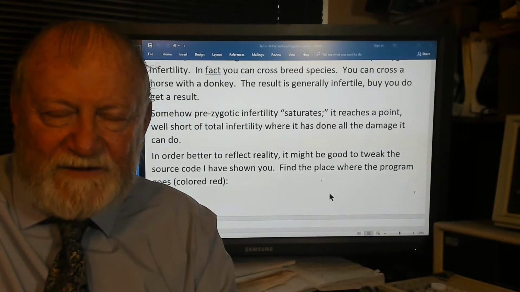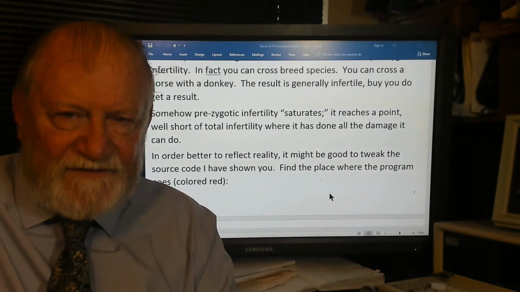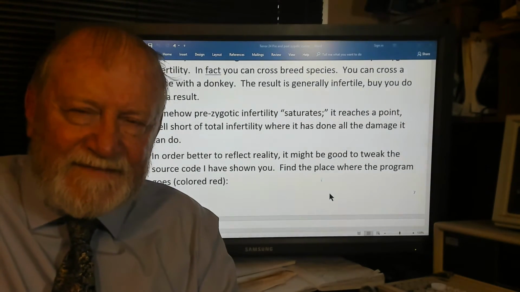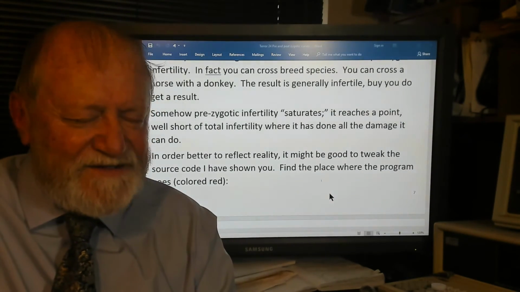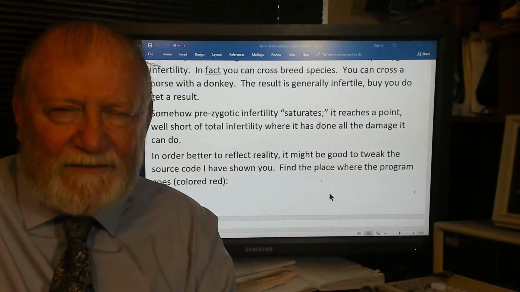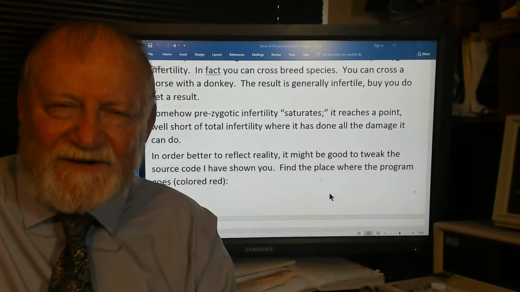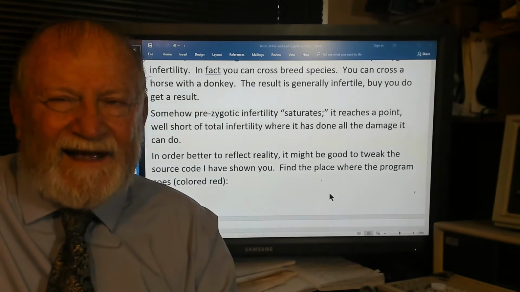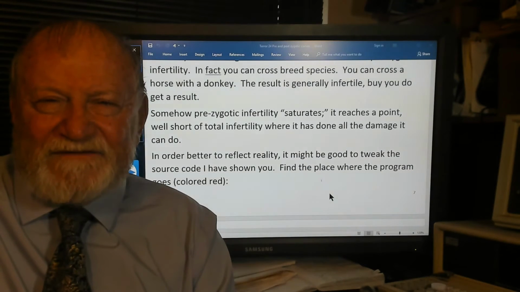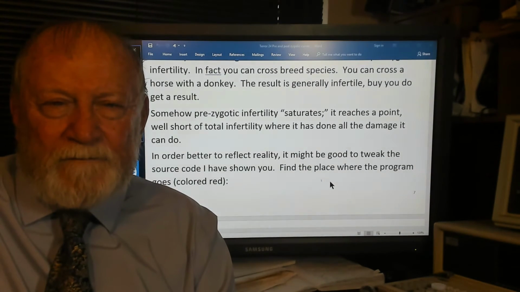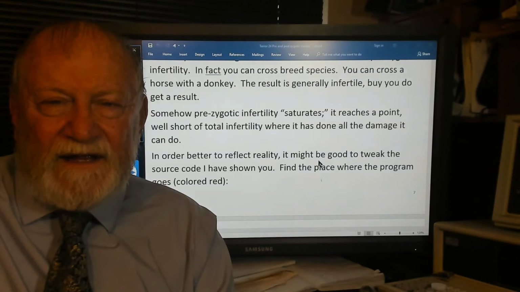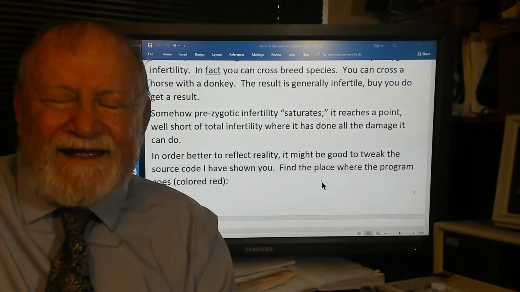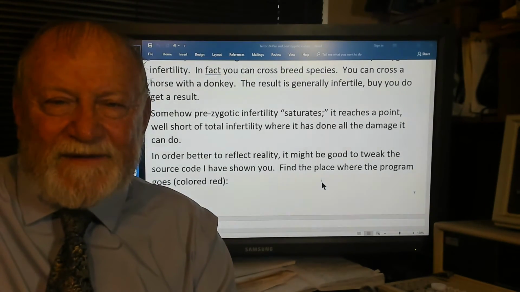Camels, cross one hump with two humps, you get some offspring. And they can have offspring. After a few generations, and the numbers on this are not widely available, so I cannot give them to you, it's called hybrid breakdown. Eventually, something happens. It's the post-zygotic infertility accumulating. But in the first generation, the pre-zygotic infertility saturates. It reaches its own limit.